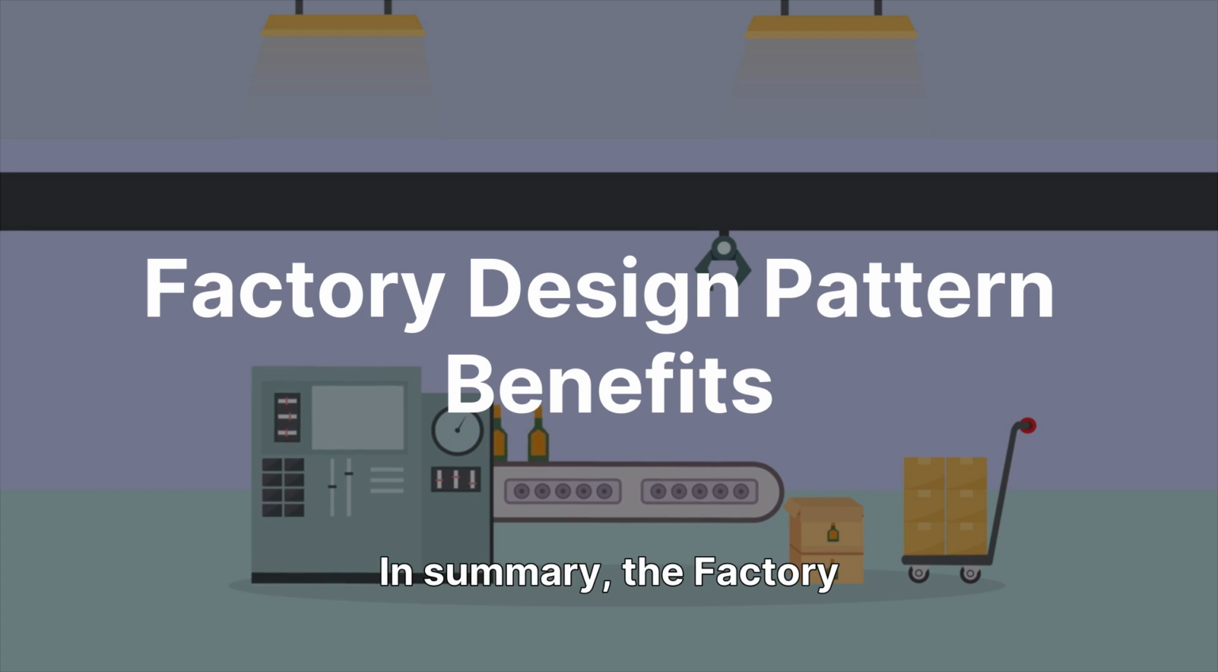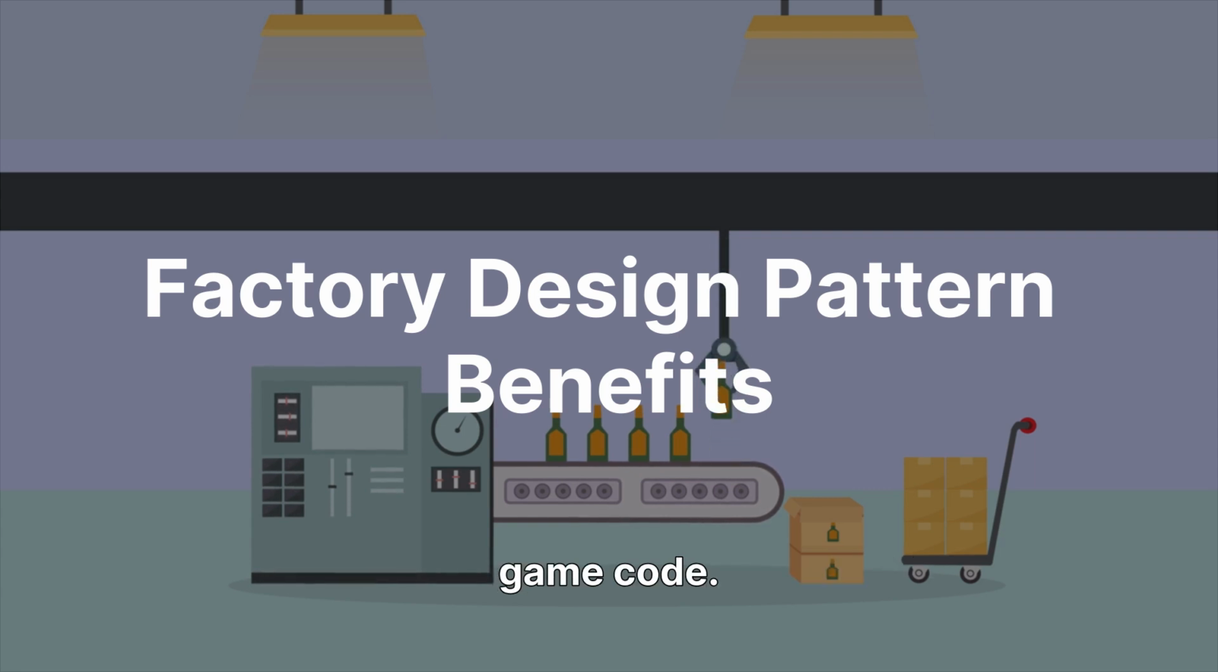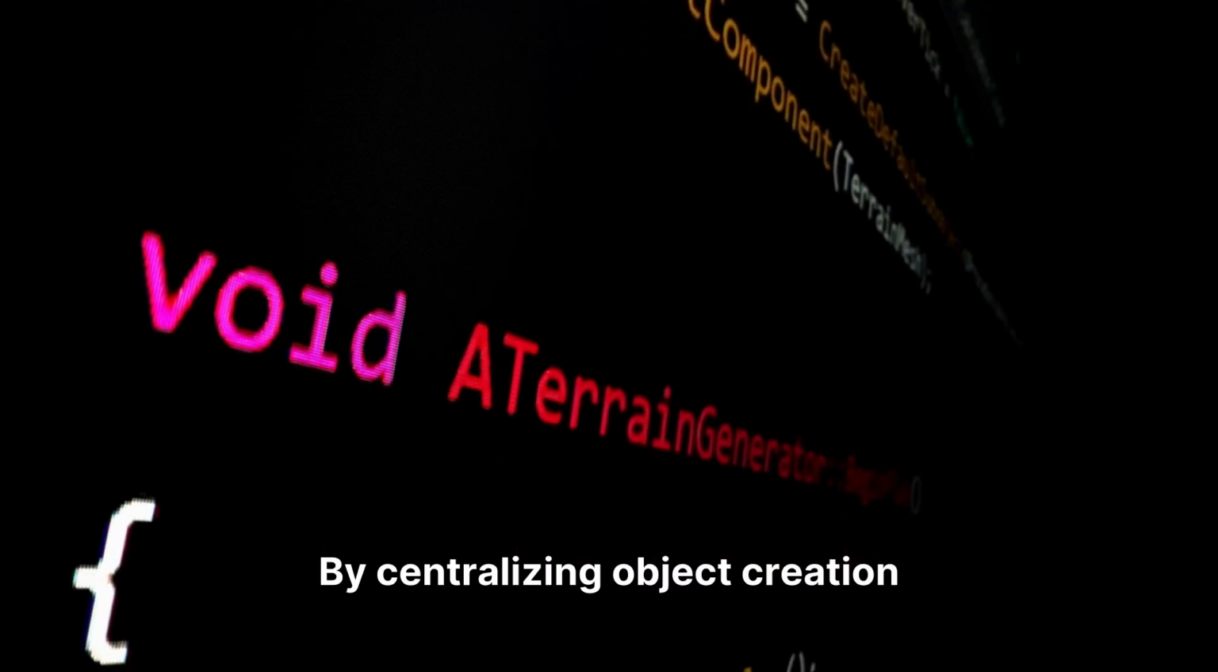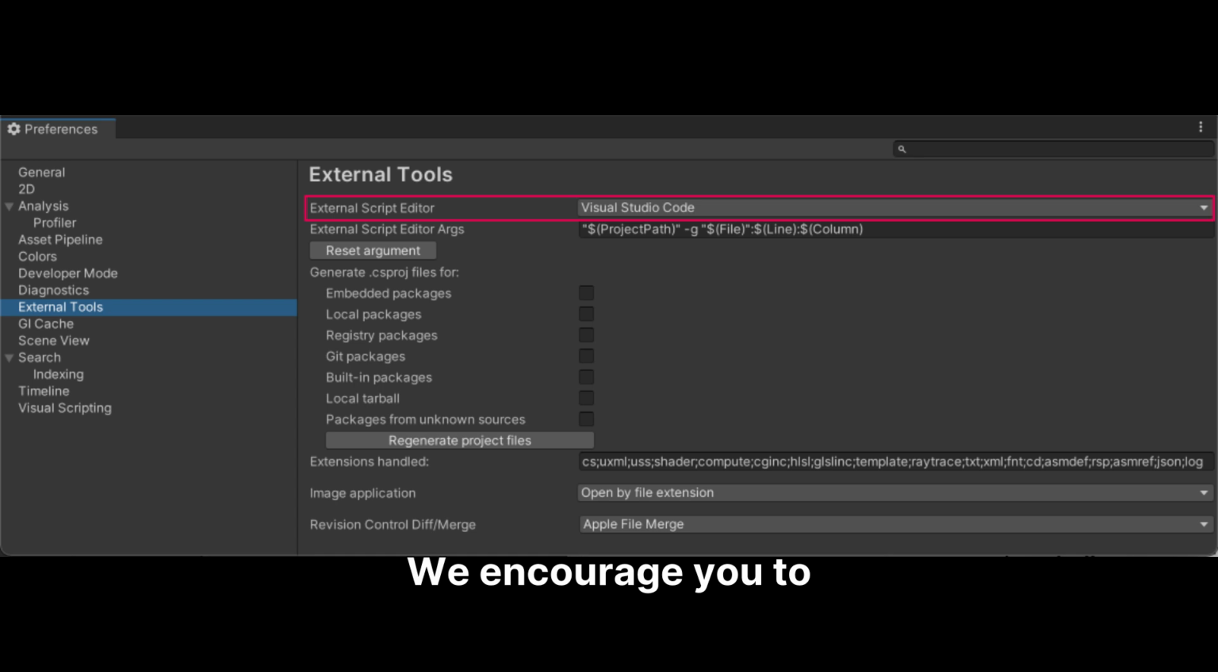In summary, the factory design pattern is an indispensable tool for creating flexible, scalable, and maintainable game code. By centralizing object creation and reducing coupling, you can build more robust and adaptable game systems. We encourage you to experiment with this pattern in your own projects to truly grasp its potential.